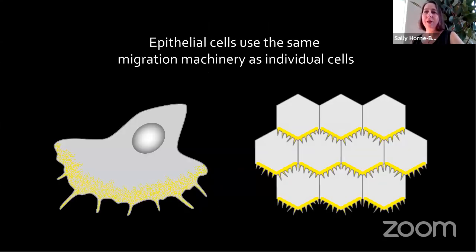When epithelial cells are migrating, they're using the same basic machinery that we associate with an individual cell in culture. They're making actin-based protrusions at their leading edge. They're using integrin-based adhesions and actin-myosin contractility to generate traction forces against the substrate. But what sets the epithelial cells apart is that they need to take all of these individual cell migratory behaviors and organize them across the tissue so that the tissue as a whole can move in a directed way.